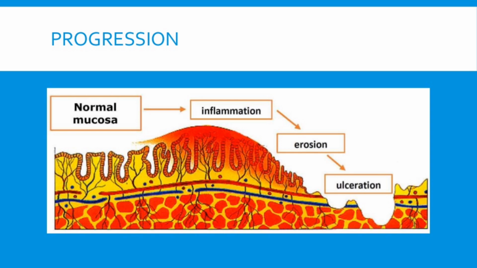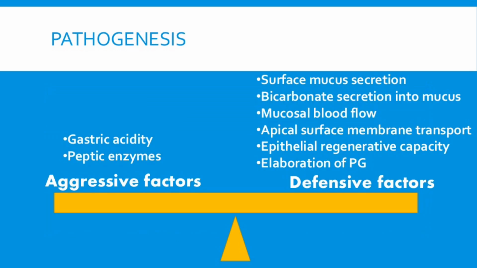So with the help of this image, you will be able to understand the progression. Normal mucosa gets inflamed, and inflammation leads toward erosion, and erosion then ultimately leads toward ulceration. So to understand the development of peptic ulcer disease, it is essential to examine the delicate balance between aggressive factors that can damage the gastric and duodenal mucosa and defensive factors that protect it.